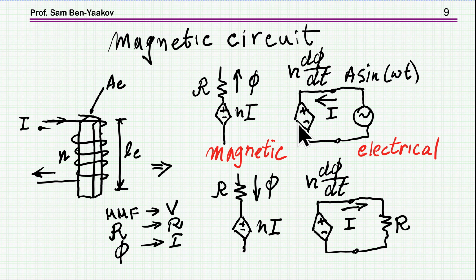Now we can connect to this dependent source either an excitation, like a voltage source or a current source, or we can load it by a resistor, and then this dependent voltage source will of course feed this resistor if we have an input voltage to the primary. So the relationship between the magnetic and the electrical circuit, the equivalent or the emulating equivalent circuit, is that MMF is voltage, reluctance is resistance, and flux is current.